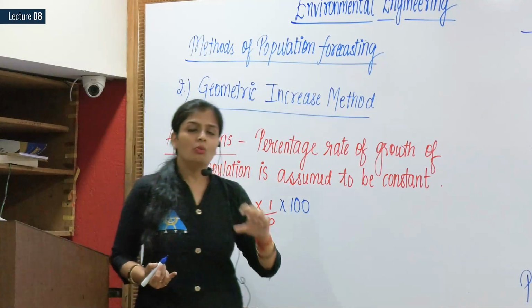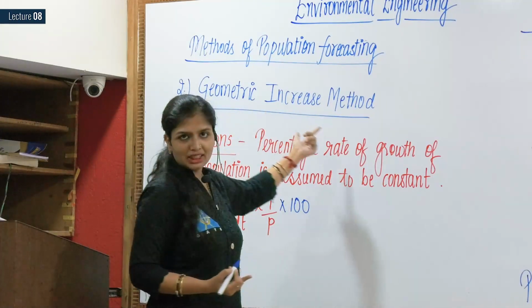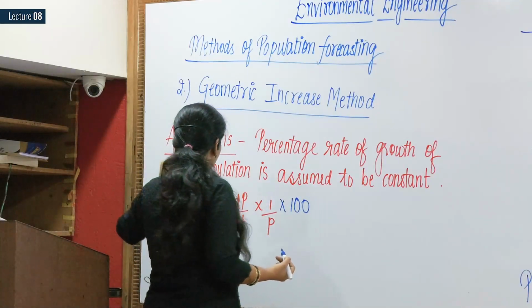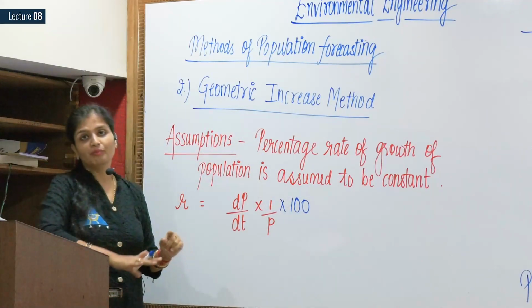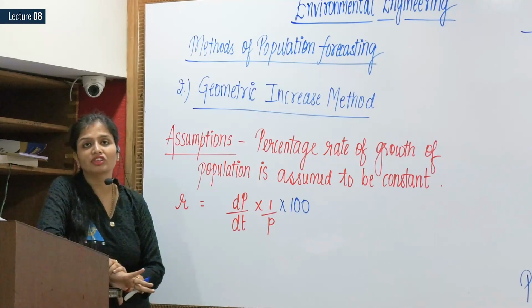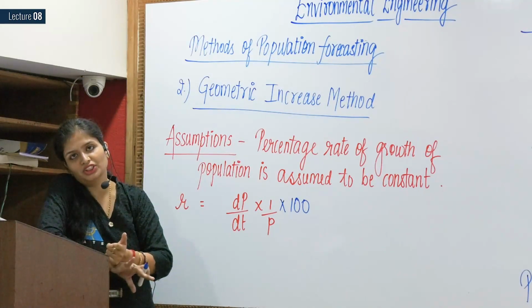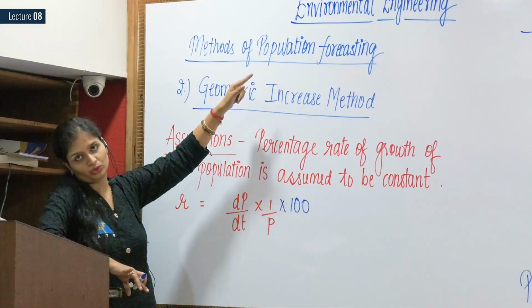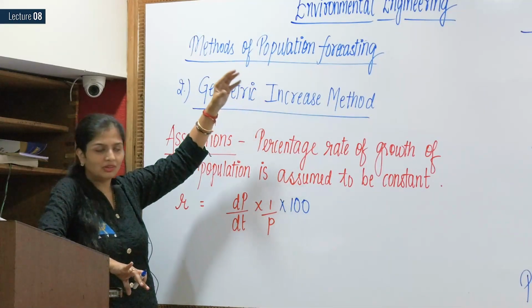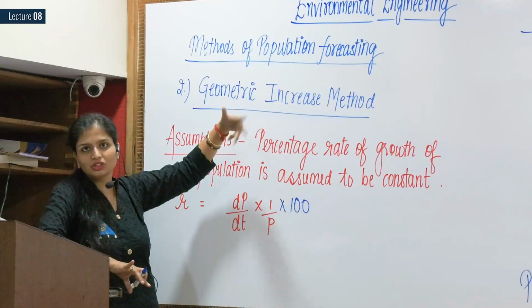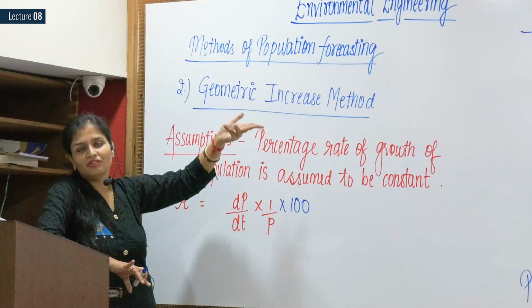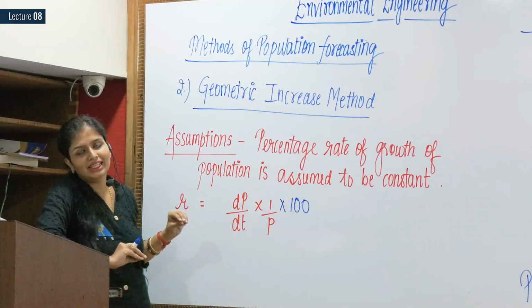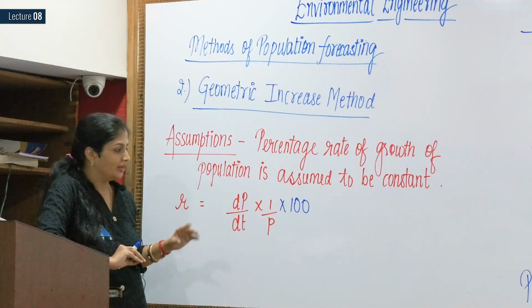Why the name geometric increase method is given, I will explain with the help of an example. But if somebody asks you regarding the assumption, remember that in the arithmetic increase method the rate of growth of population was assumed to be constant, but here the percentage rate with which the growth is occurring is assumed to be constant. It is an assumption which is being taken.